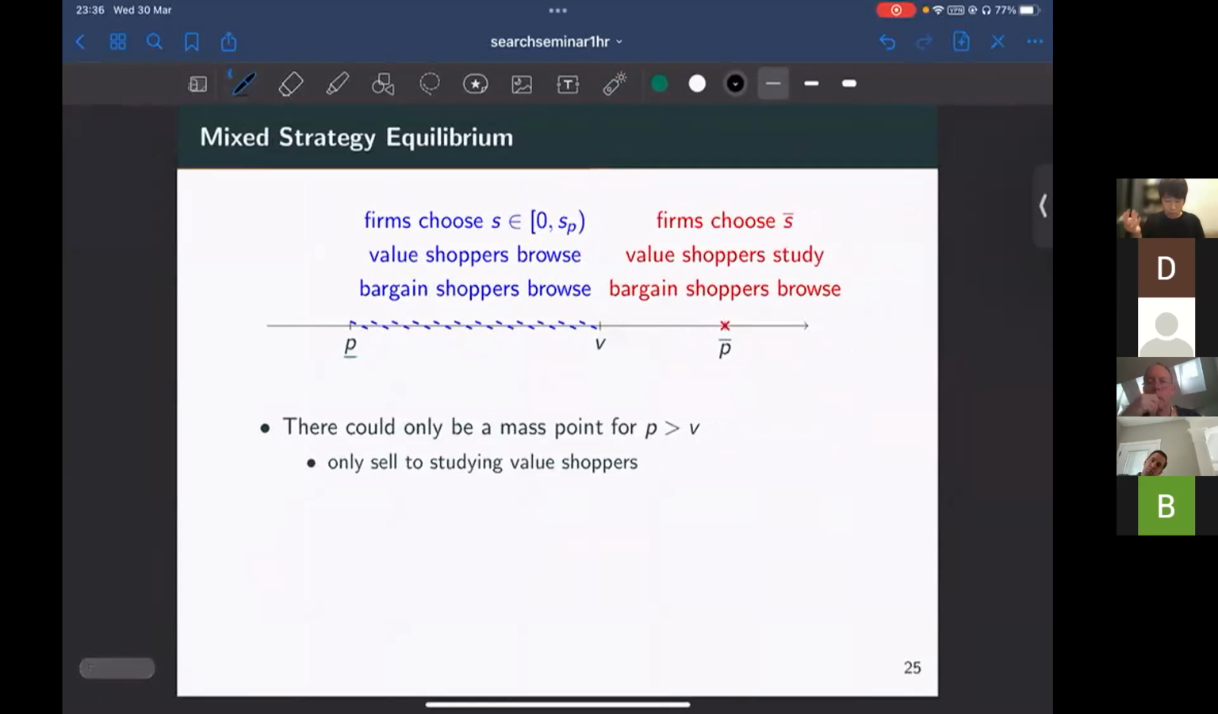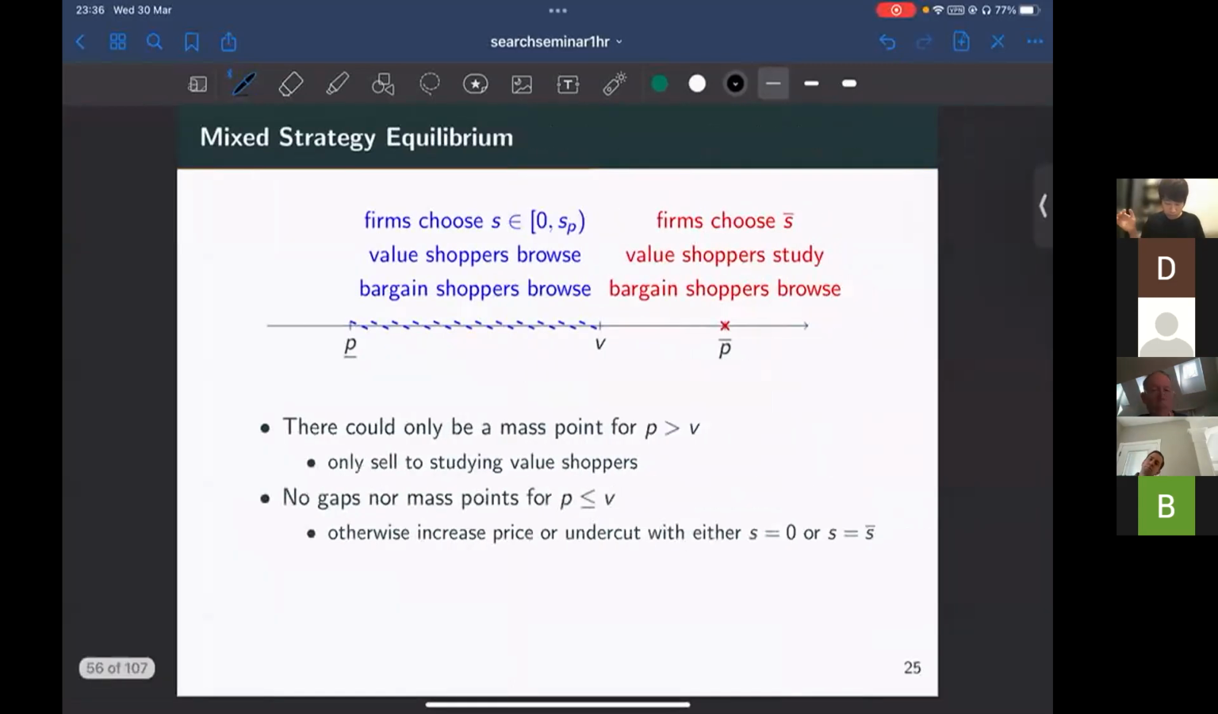Let me go through the intuitions of the equilibrium. First, there can only be one mass point for P bigger than V, because here firms only sell to studying value shoppers. Browsing here means the consumers will not buy for sure from the firms, because if the consumer browses, the expected value of getting that product is just V. So if the price is bigger than V, there's no way to sell to these consumers. The demand is always from studying consumers, and only if they find out the match is actually good. So the demand is always 1/2, and therefore there can be only one mass point.